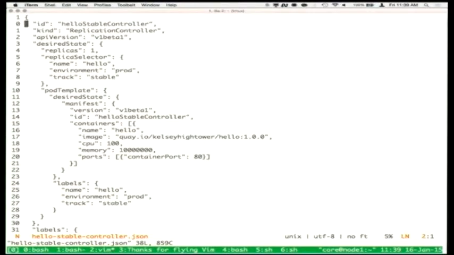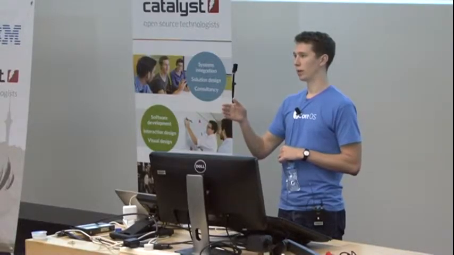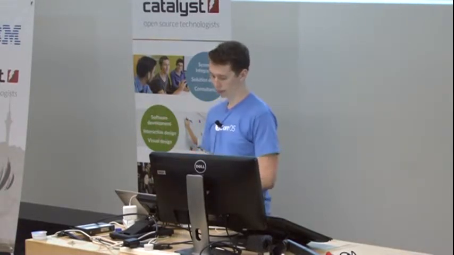Okay, yes? Why did you have to repeat the ports? I mean, the Docker image already had them. Yeah, that's a good question. The reason that you repeat that is because Kubernetes isn't super opinionated on the container runtime. And so right now they do use the Docker stuff, but you can imagine other things.